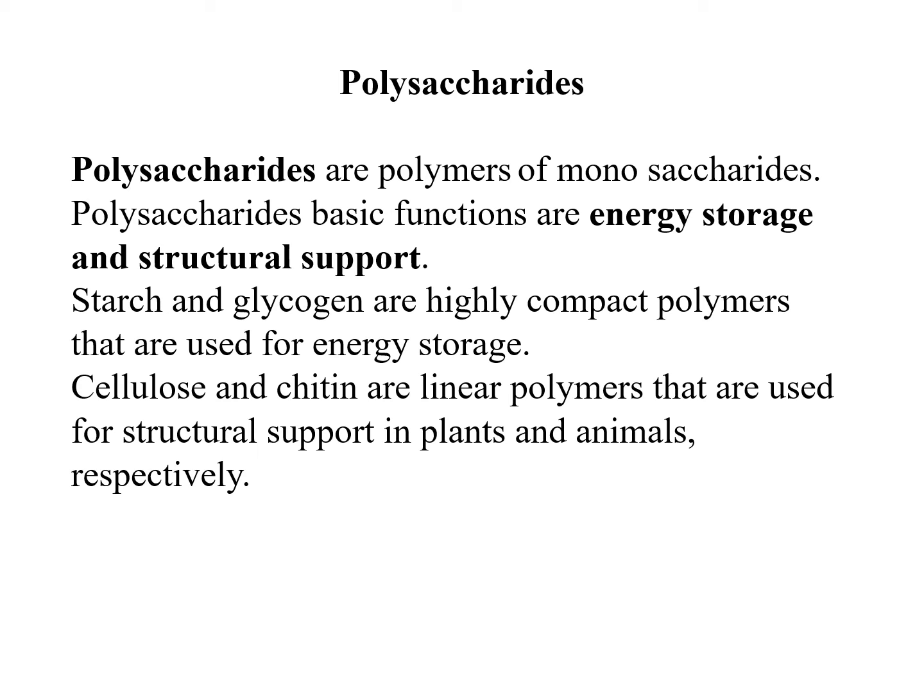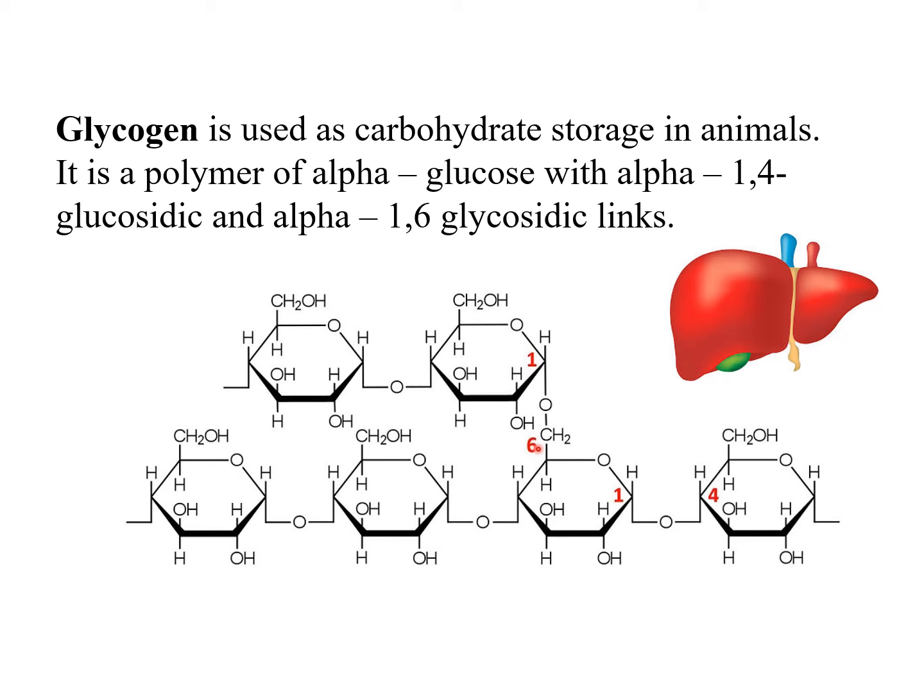Starch and glycogen are highly compact polymers that are used for energy storage. Cellulose and chitin are linear polymers that are used for structural support in plants and animals respectively. So we'll see the basic use of these polysaccharides. First one is glycogen. Glycogen is used as a carbohydrate stored in animals.